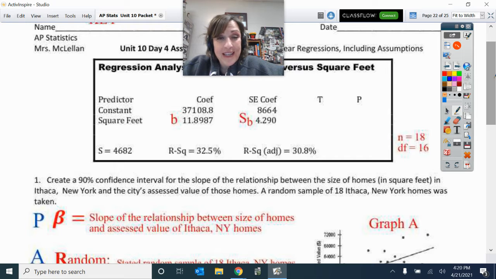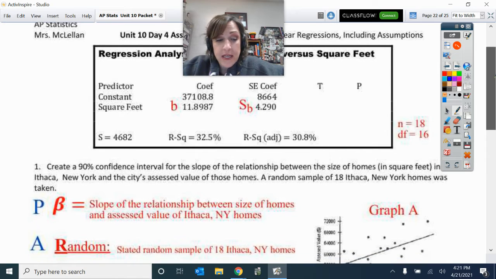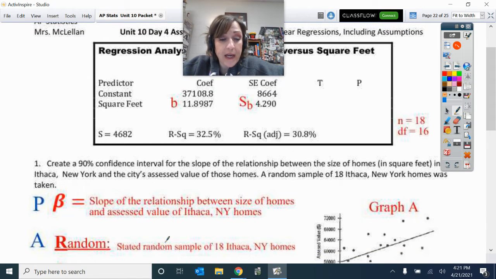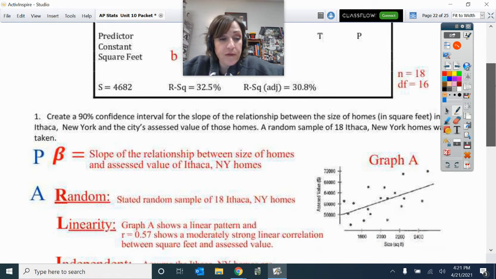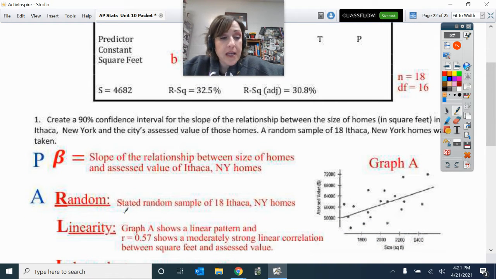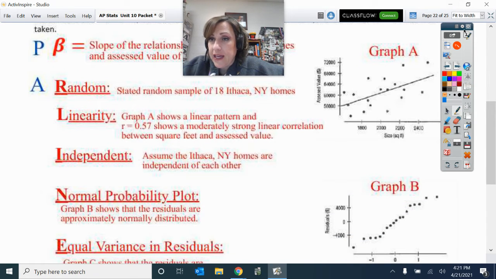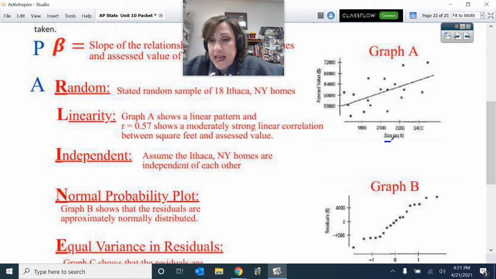Now the assumptions is LINER, R for random. It stated that we had a random sample of 18 Ithaca, New York homes. So our sample size was 18, degrees of freedom 16. Now, L for linearity. So here were the graphs. Let's take a look at these graphs real quick. Graph A is the X, size in square feet, and then the assessed value, so it's the XY graph. So that's going to be for my linearity.